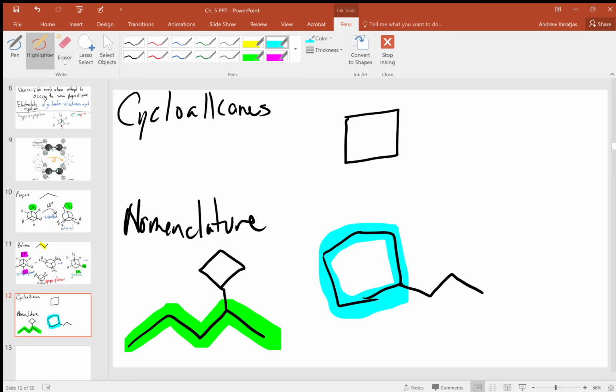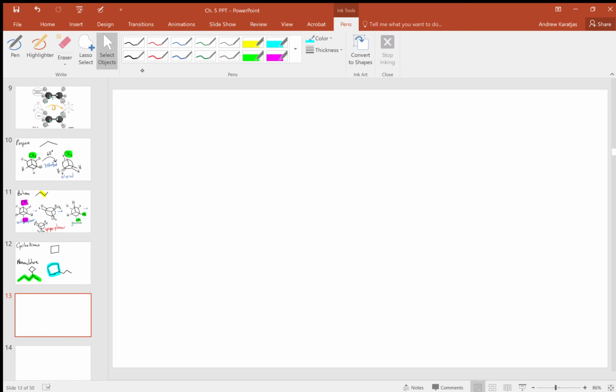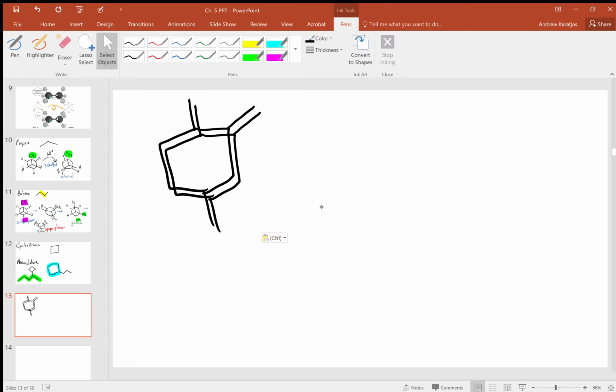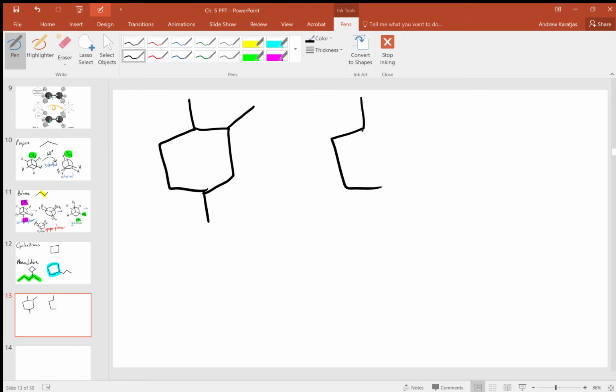So let's do a little bit of nomenclature here. There's not a lot new here. If we consider the rules that we learned for alkanes, then there's really not much different going on. So we're going to name this compound here. And you'll see why in a moment, but I've drawn out the same structure 3 separate times.